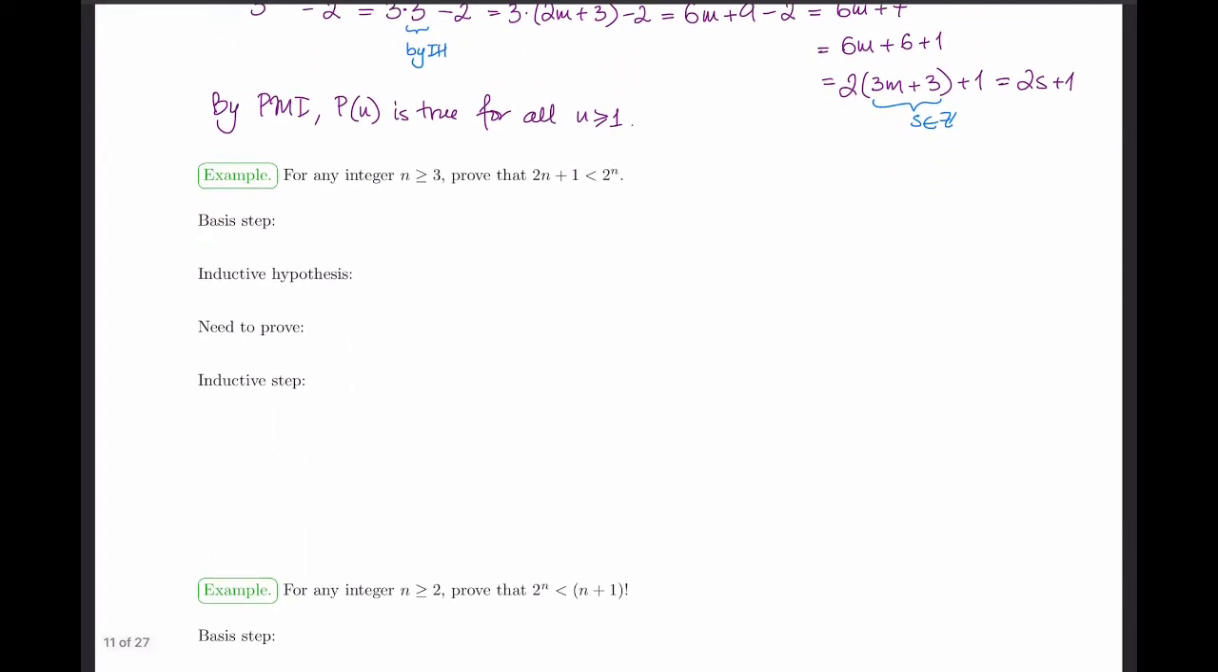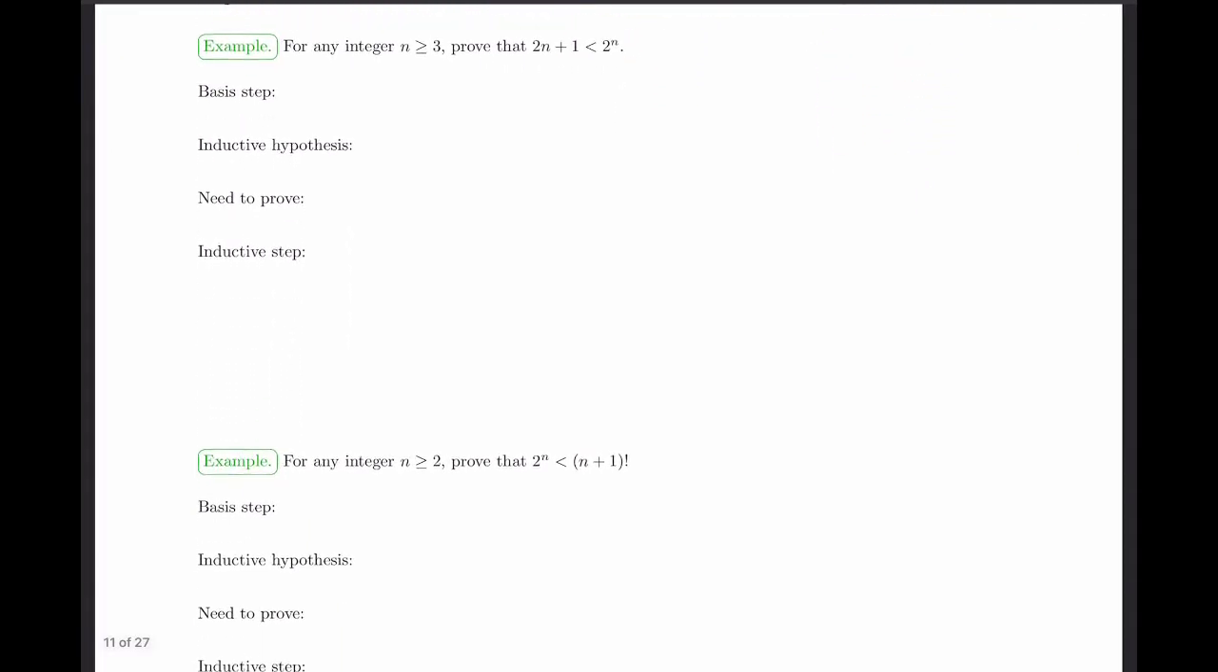Next example involves using induction to prove an inequality. So let's see how that works out. We're asked to prove something for every integer greater or equal than 3. And that something is that 2n plus 1 is less than 2 to power n. So this is my statement Pn. So notice that my base case here has to be at least 3. So I'm going to try it out with 3.